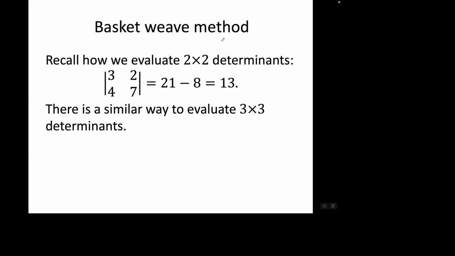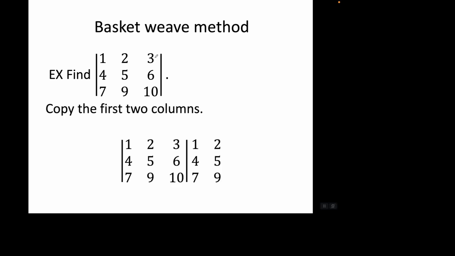Now there's another way that we can evaluate 3 by 3 determinants called the basket weave method. Recall how we evaluate 2 by 2 determinants. We saw this a moment ago. Okay, it's going to be the product of these minus the product of these. There's a similar way to evaluate 3 by 3 determinants. For example, let's find the value of this determinant we saw a moment ago, 1, 2, 3, 4, 5, 6, 7, 9, 10. Copy the first two columns. You've got a 1, 4, 7 and a 2, 5, 9 here, copied from here.